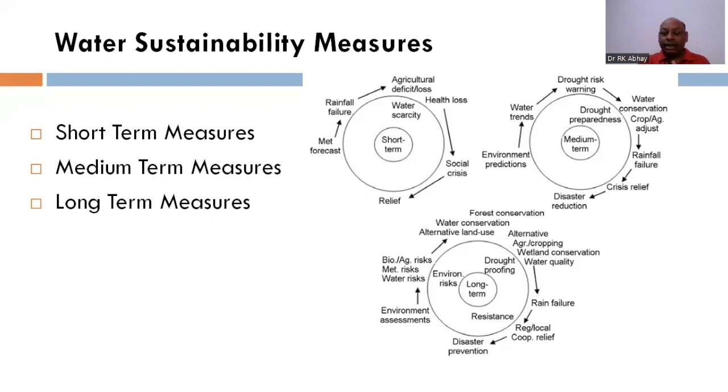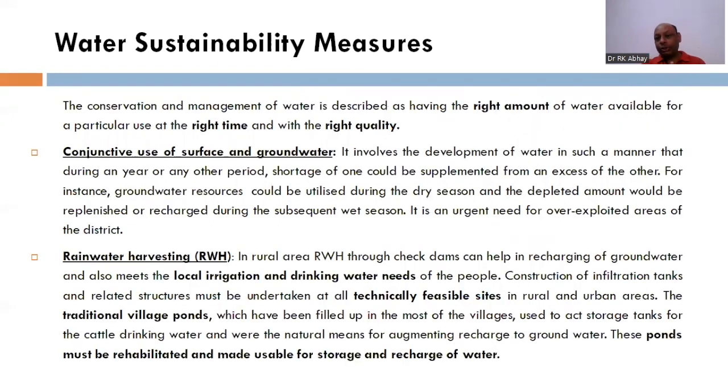Further, I have also suggested some measures. Conservation and management of water is described as having the right amount of water available for a particular use at the right time and with the right quality. If we make water available to all people of this country in the right amount, that means quantity, at the right time, meaning accessibility, and with the right quality, that will be the best management of water resources for any given region.